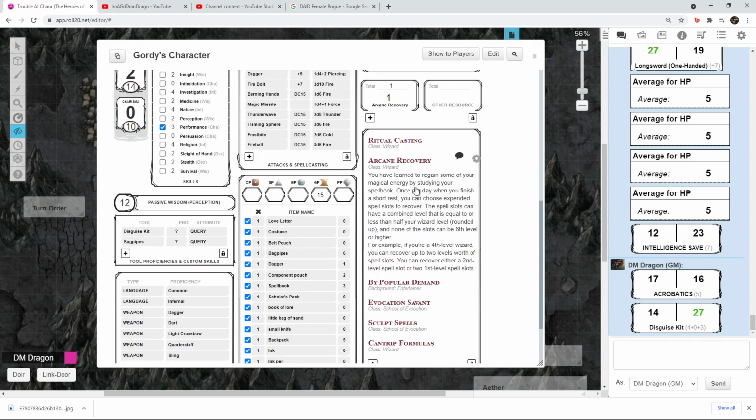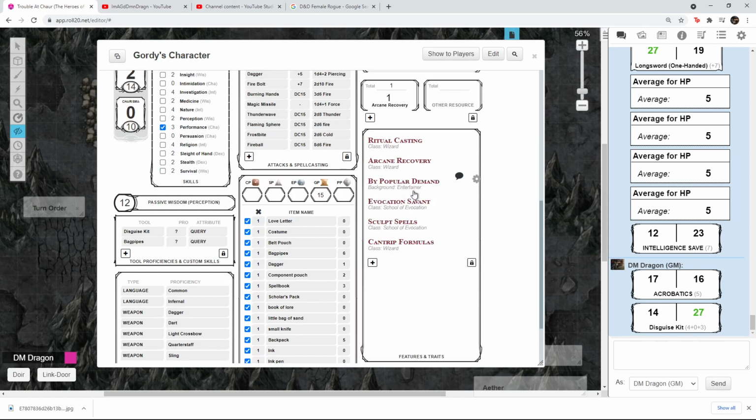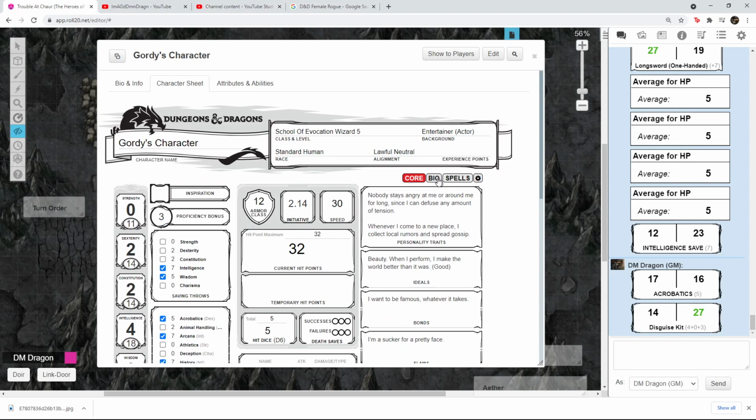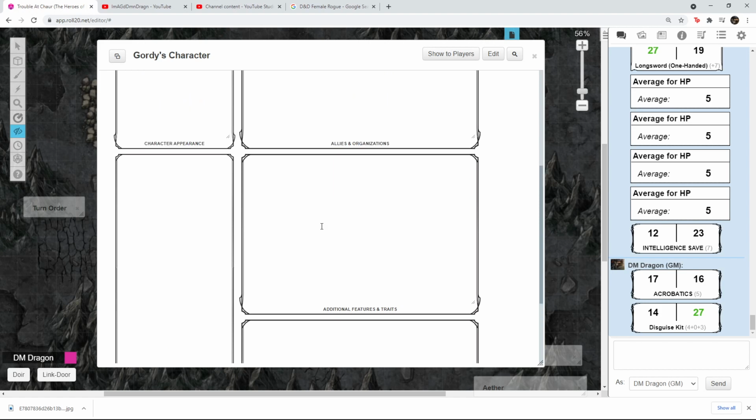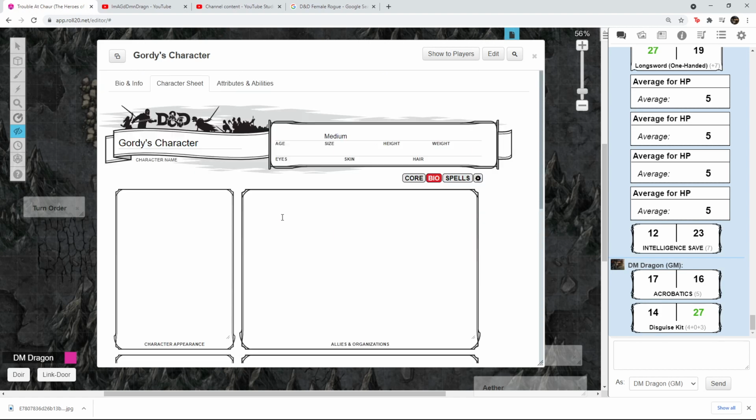Arcane Recovery is an ability to regain some of your spell slots if you do a short rest. And these will all be different depending on your class, so I recommend reading those over. Bio, this is a place where you can record your backstory, certain larger treasures that you don't have room for or that aren't coins, just notes in general. This all goes in this section. Character descriptions too, so you want to fill this out so you know what your character looks like, and you can describe yourself to your allies.